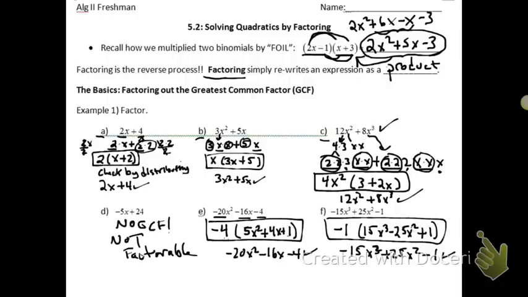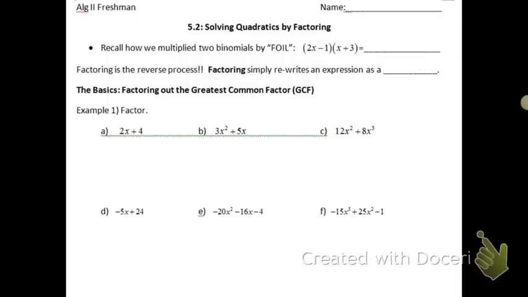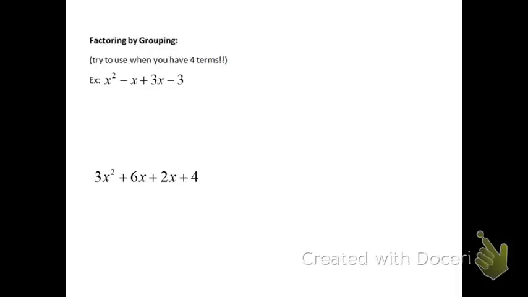Let's go on to the next slide, where we're going to actually apply this now by factoring by grouping. When we factor by grouping, we usually use this if we have 4 terms. In the examples you're going to see today and tomorrow in class, I'm going to actually give you 1, 2, 3, 4 terms. That's an indication that you're going to factor by grouping.